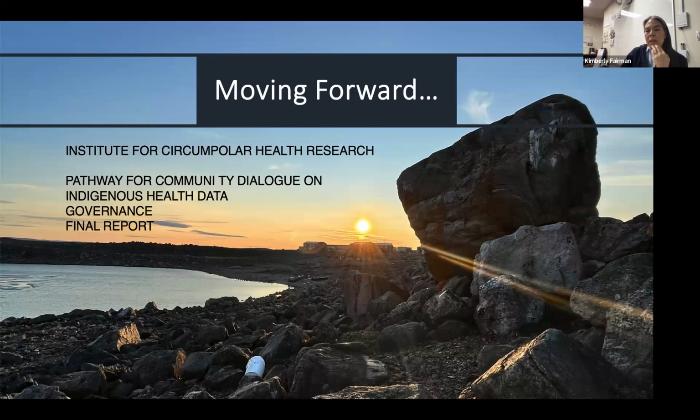We start to talk a little bit about health data governance and what the key components of that are.